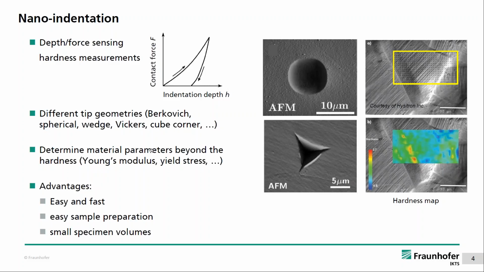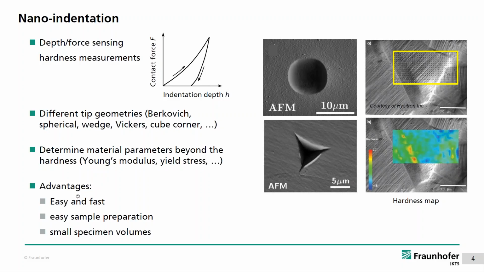And what you can do then, you use only this force-displacement curve. You don't check the imprint itself like it used to be in a traditional hardness measurement, and you determine the material parameters from this curve, and this is what I will show you in the next slides. And this is mainly hardness, but also Young's modulus and, a little bit more advanced, yield stress and so on.